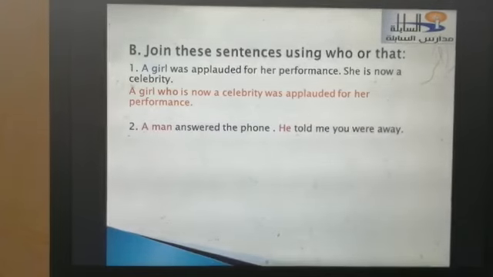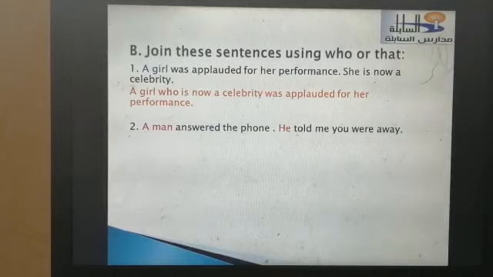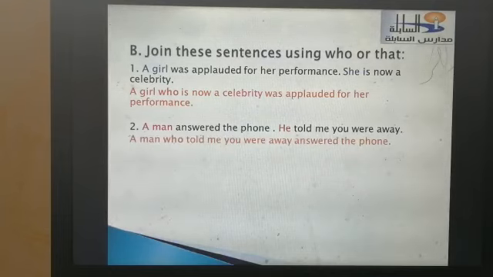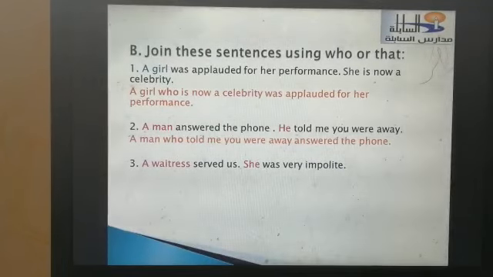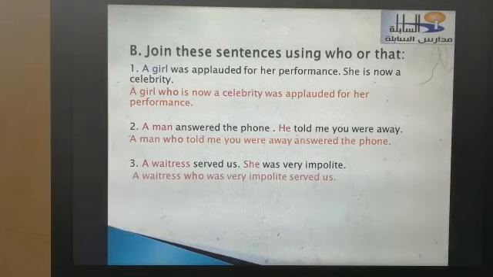A man answered the phone. He told me you were away. So let's see the answer. First of all, try to write in your notebook. Then try to check your answer. A man who told me you were away answered the phone. A waitress served us. She was very impolite. So let's see the answer. A waitress who was very impolite served us.